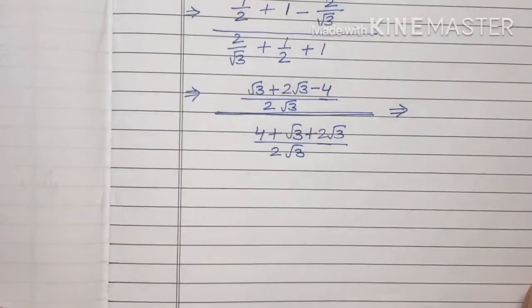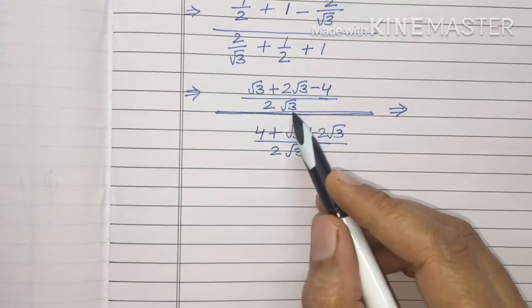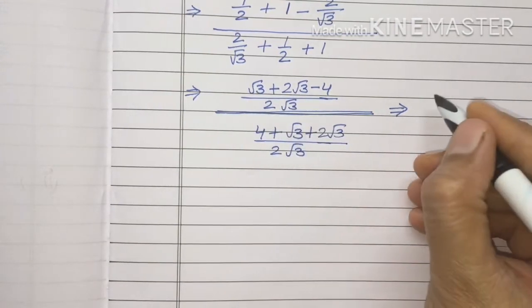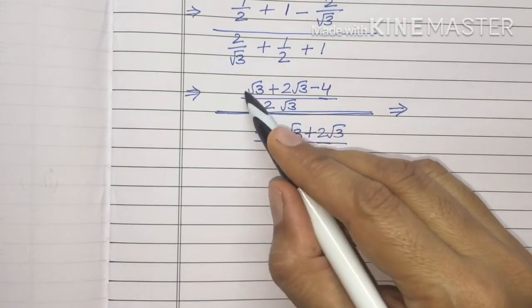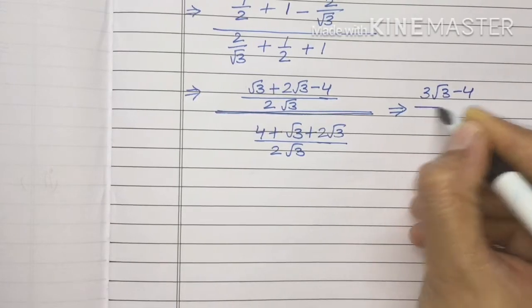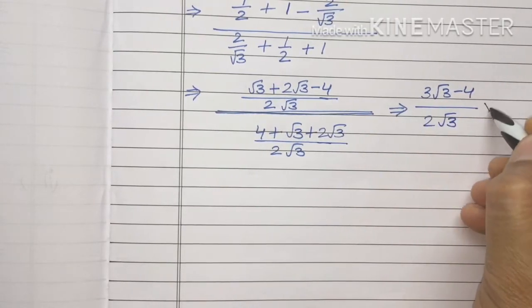And in the next step we will solve the upper part if we can solve. So root 3 and root 3, two numbers are there, we can add that. So here is 2 and here is 1. So 2 plus 1, 3 root 3 minus 4 upon 2 root 3. This is the numerator.